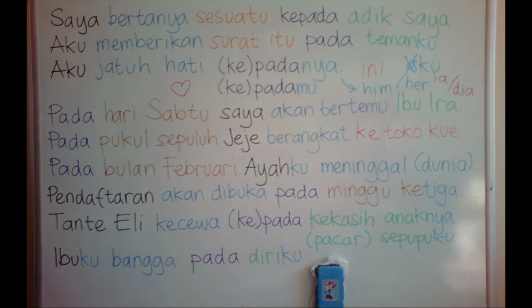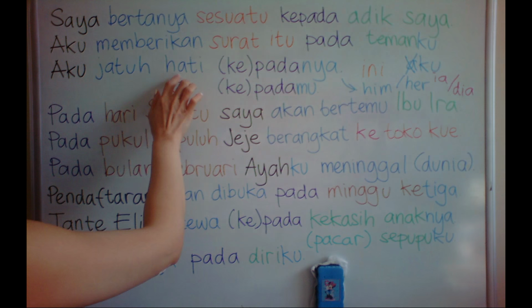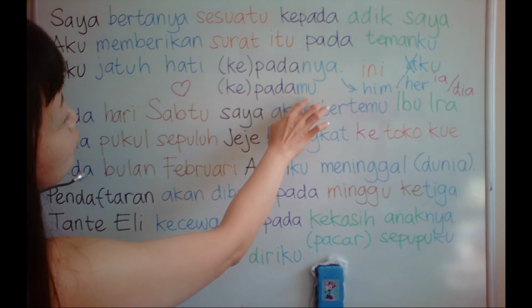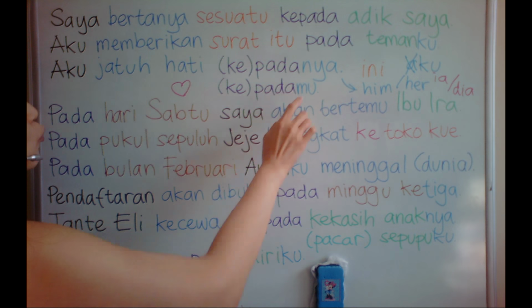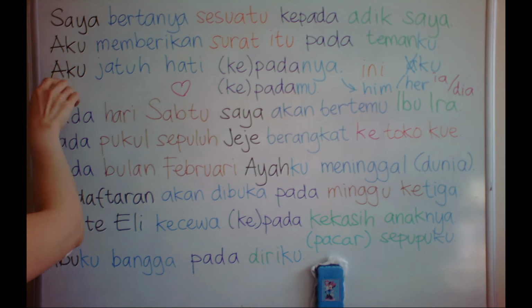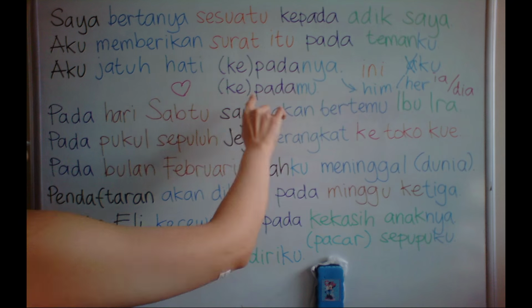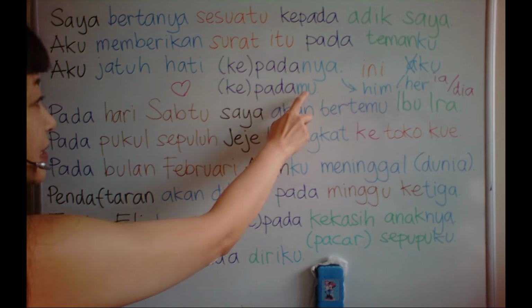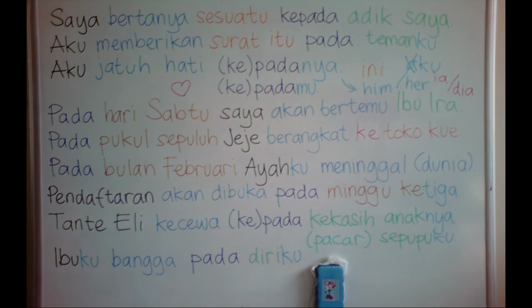Or if you want to say, I falling in love with you, aku jatuh hati kepadamu. Aku jatuh hati padamu. You can change the aku into saya. Saya jatuh hati kepadanya, padanya, kepadamu. And this kamu, sorry, I already said about it.